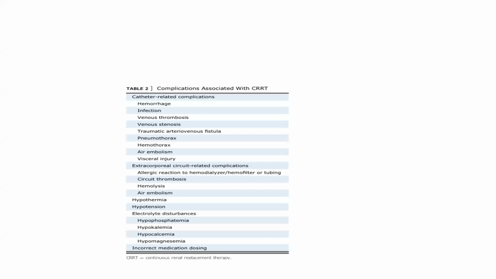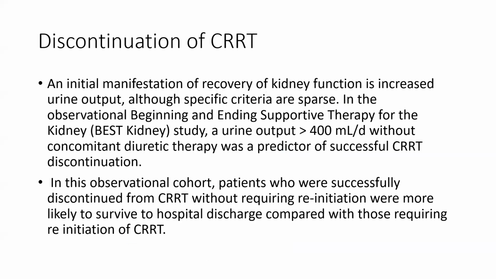Now, these are the complications associated with CRRT, which include catheter-related complications: hemorrhage, infection, venous thrombosis, venous stenosis, traumatic AV fistula, hemothorax, air embolism, visceral injury; extracorporeal circuit-related complications like allergic reaction to the hemodialyzer, hemofilter, or tubing, circuit thrombosis, hemolysis, air embolism, hypothermia, hypotension; and electrolyte disturbances like hypophosphatemia, hypokalemia, hypocalcemia, hypomagnesemia.